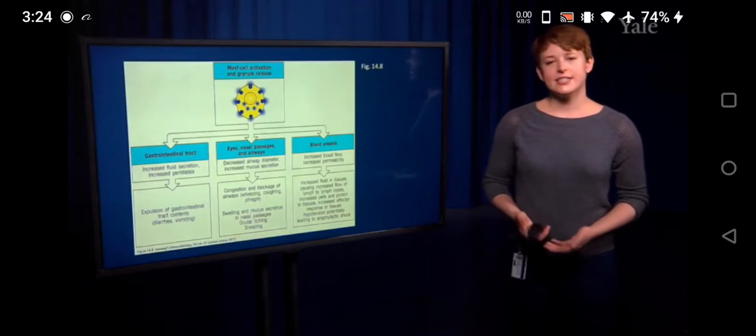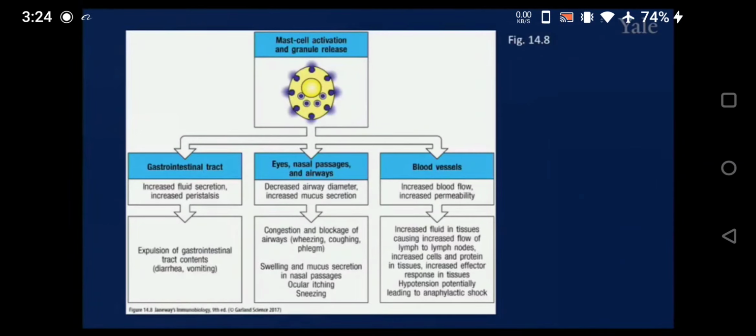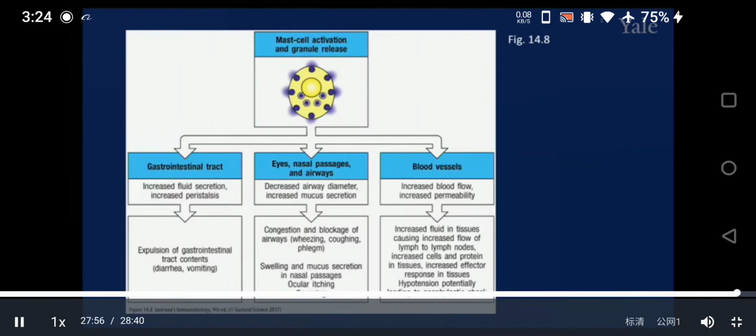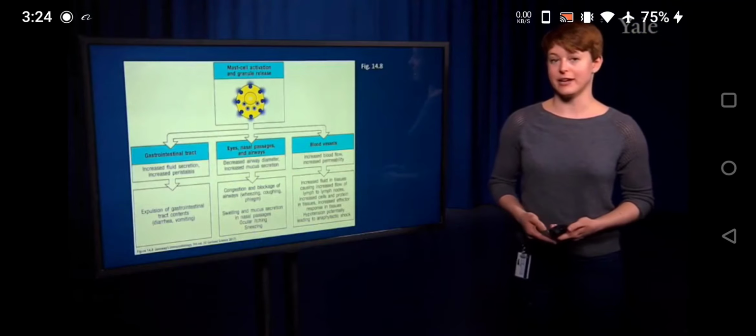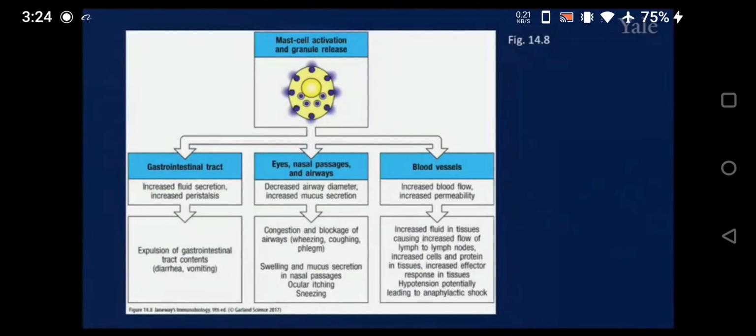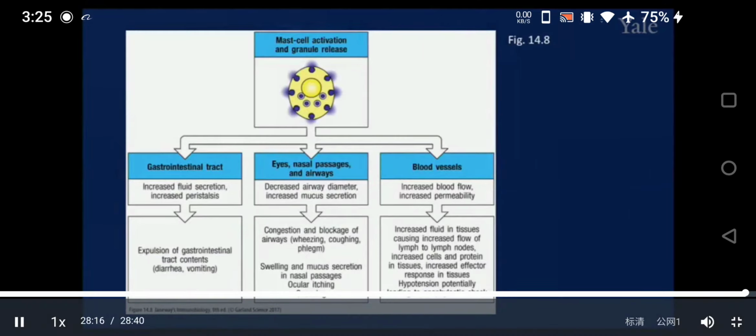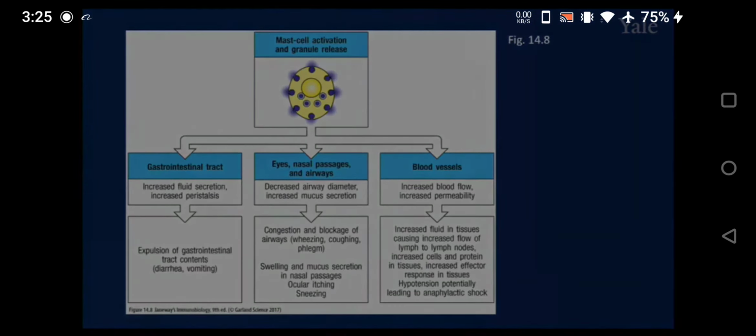So these responses are nicely summarized in this figure. So here at the top, just by mast cell degranulation, we have multiple different effects that can happen. So in the gastrointestinal tract, we'll see responses such as increased fluid secretion and increased peristalsis. So that's the contracting and relaxing of the gut. We'll talk about that a bit more when we discuss food allergy. We also see in mucosa, such as nasal passages, that these airways contract. So the airway diameter is smaller and there's more mucus secretion. And in blood vessels, as I mentioned, we have increased blood flow and increased permeability.